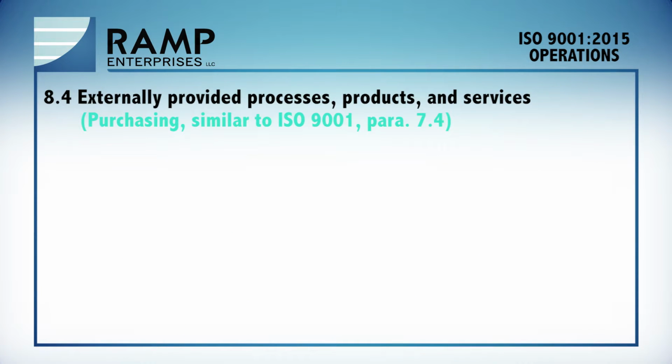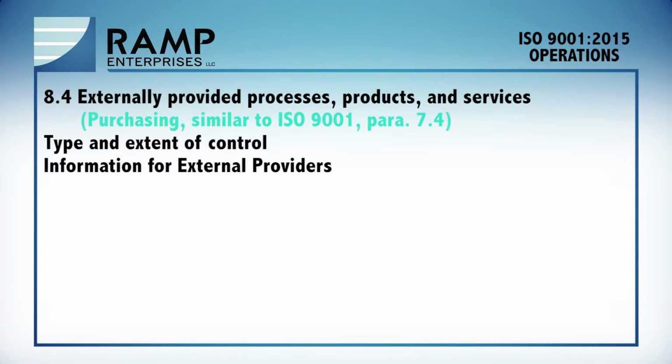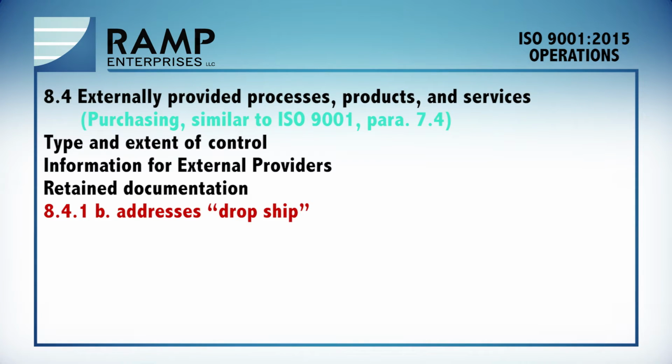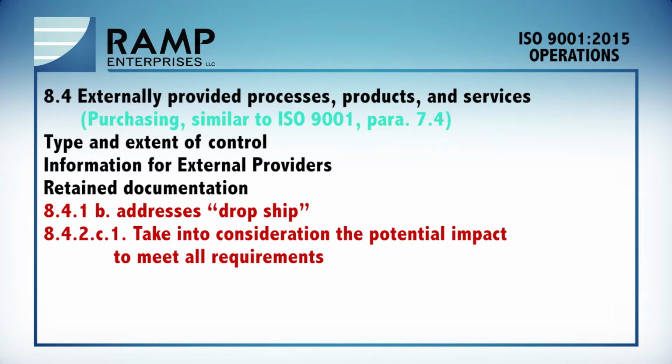Next section, 8.4, externally provided processes, products, and services, otherwise known as purchasing. Very similar in nature. Define the type and extent of control. Look at the information that's provided to external providers. This is typically our purchase order. And then retained documentation. 8.4.1 addresses drop shipping. We know this is high risk. Make sure it's included in your risk matrix.